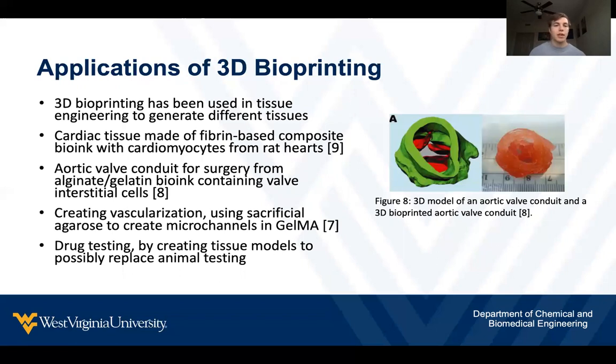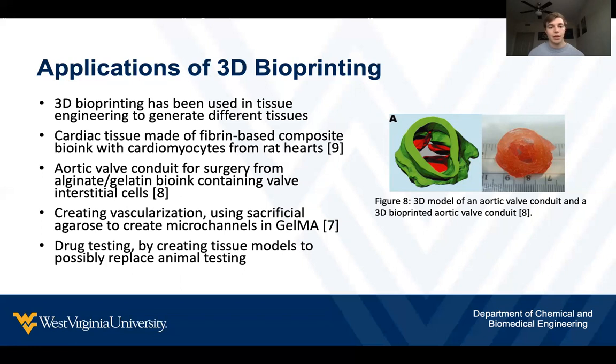3D bioprinting has been used in tissue engineering already to generate many different types of tissue, one of which has been cardiac tissue. In one study, they made a fibrin-based composite bioink and populated it with cardiomyocytes from rat hearts. They were able to successfully print cardiac tissue, and then study it as a model and compare it to how cardiac tissue typically works in a human.